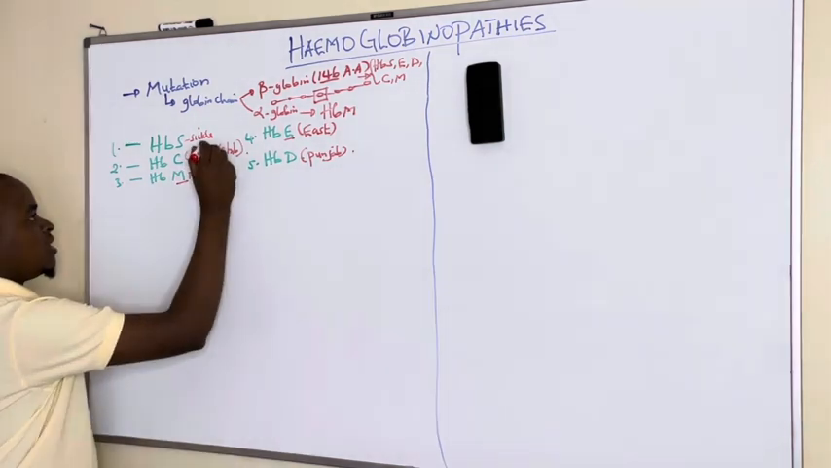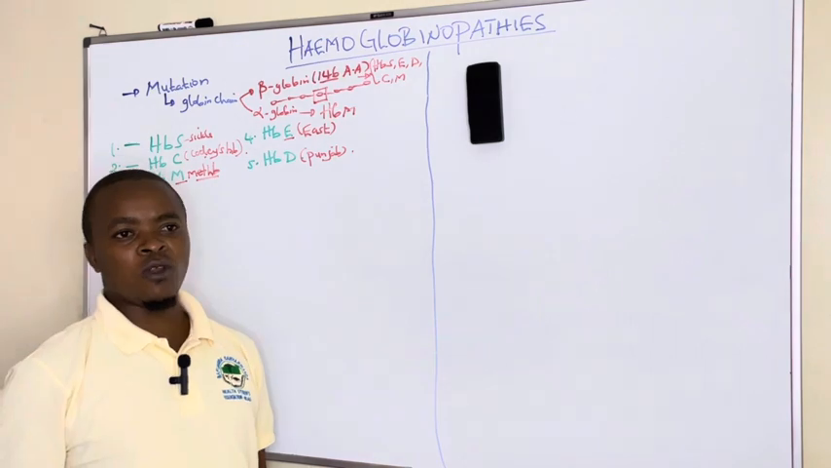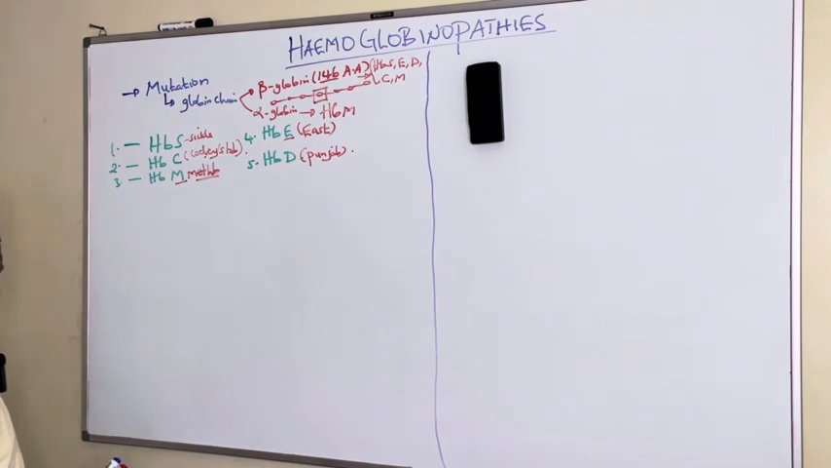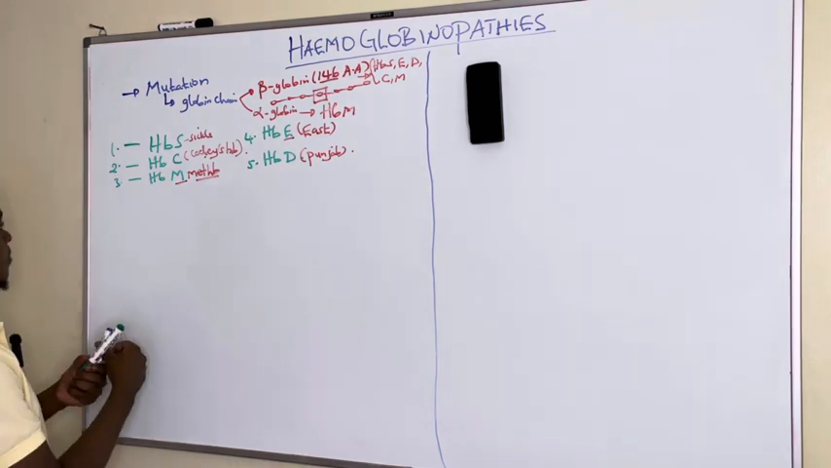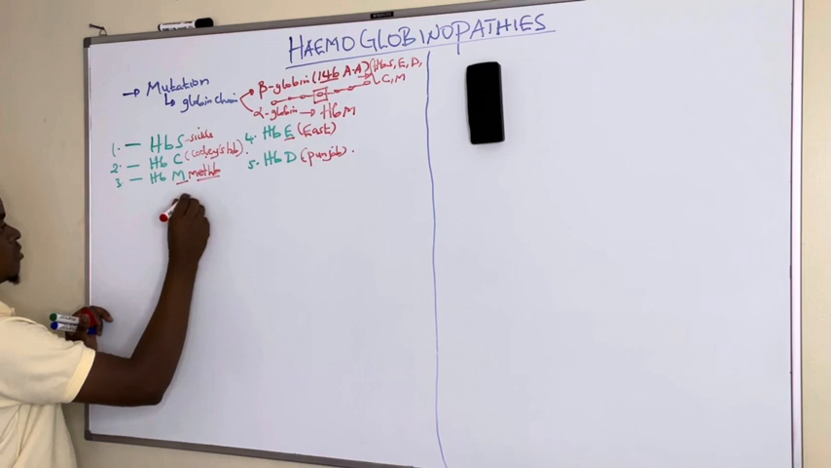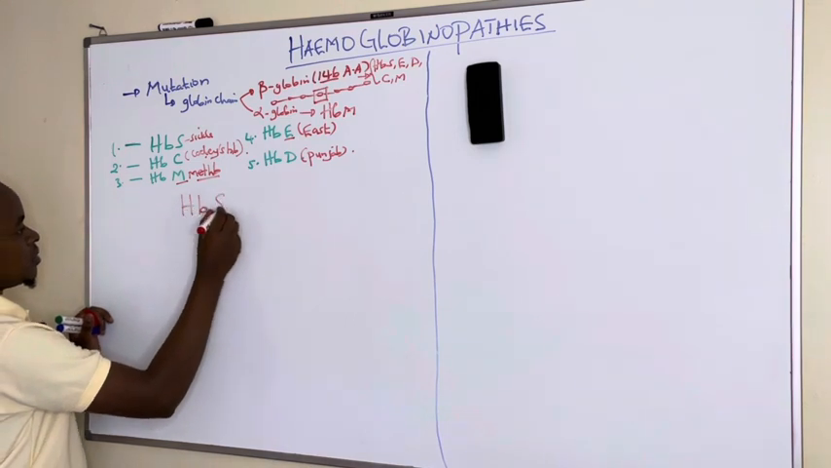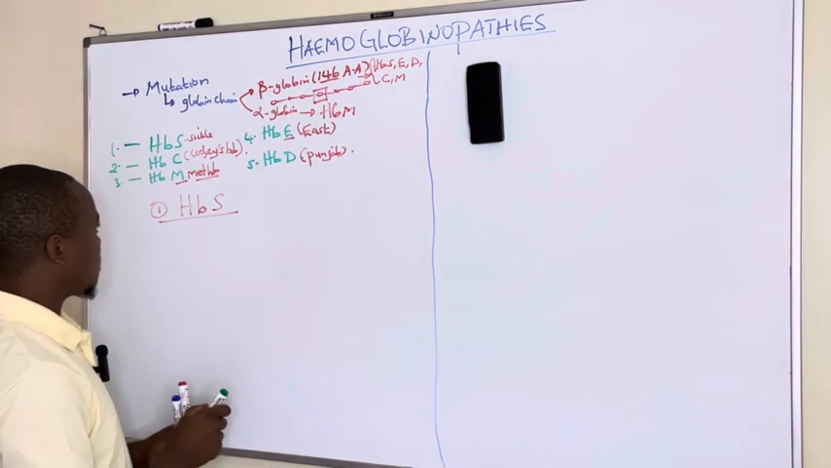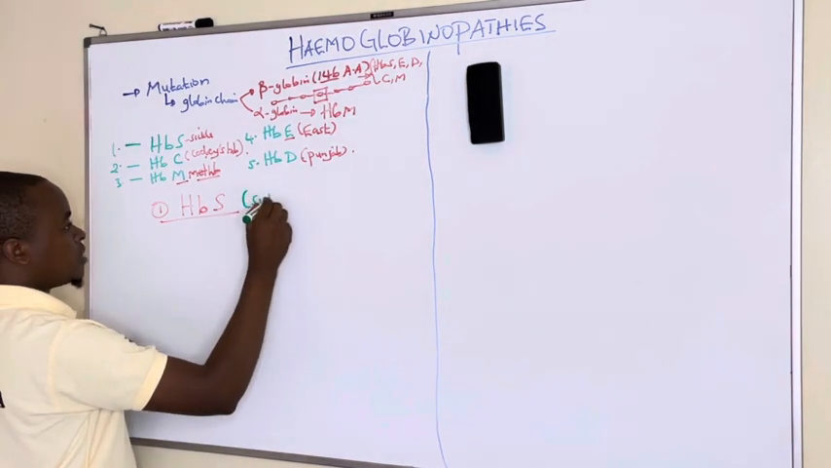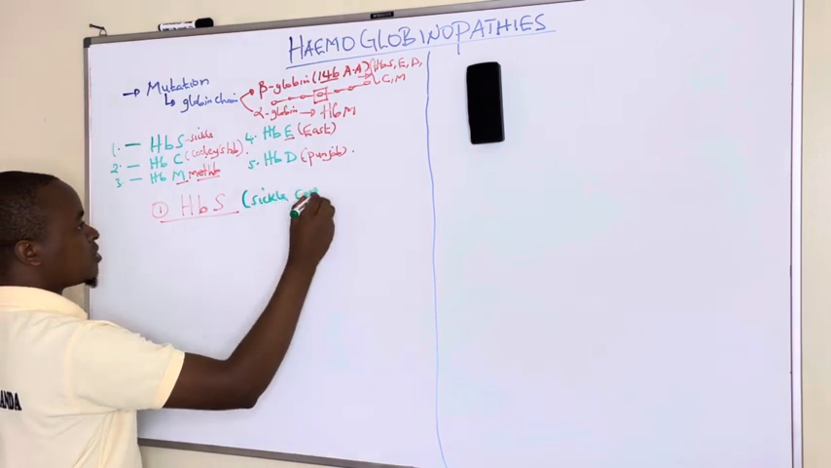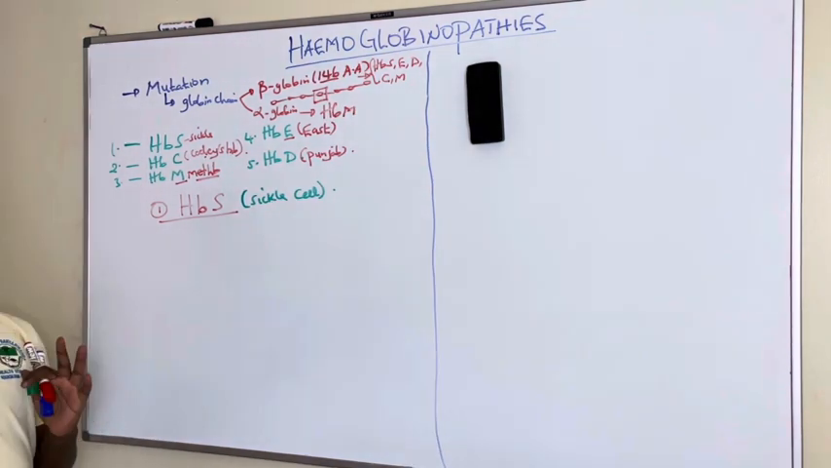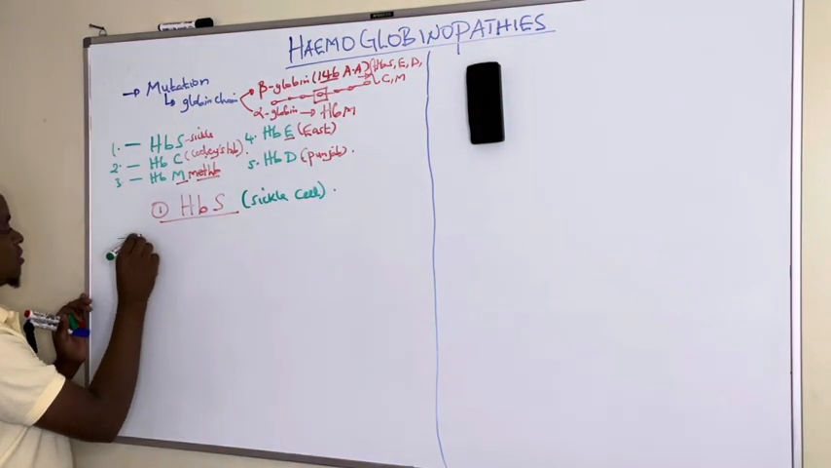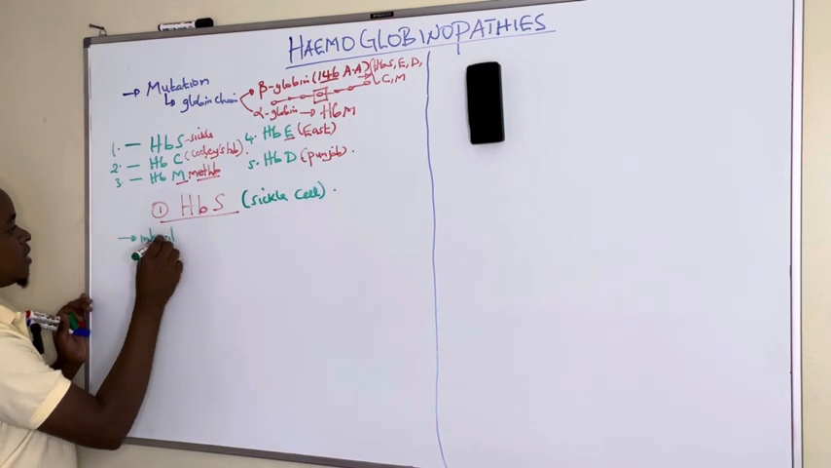So after seeing these different haemoglobinopathies, we are going to discuss them one by one to see how they come about. And we want to begin with hemoglobin S. This hemoglobin S, which is responsible for sickle cell, is inherited. It is due to mutation.